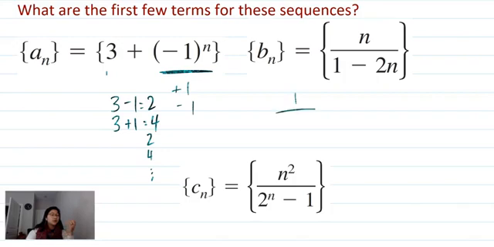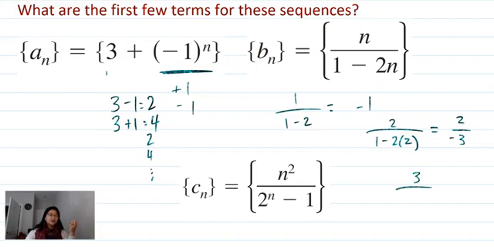For b, what are we going to get? Well, if you plug in 1, you get 1 over 1 minus 2. What is that? That's -1. And then you get 2 over 1 minus 2 times 2, which is 2 over -3. And so what's next? You get 3 over 1 minus 2 times 3. So what's that? 3 over -5. And so we got -1, -2/3, -3/5, and so on.